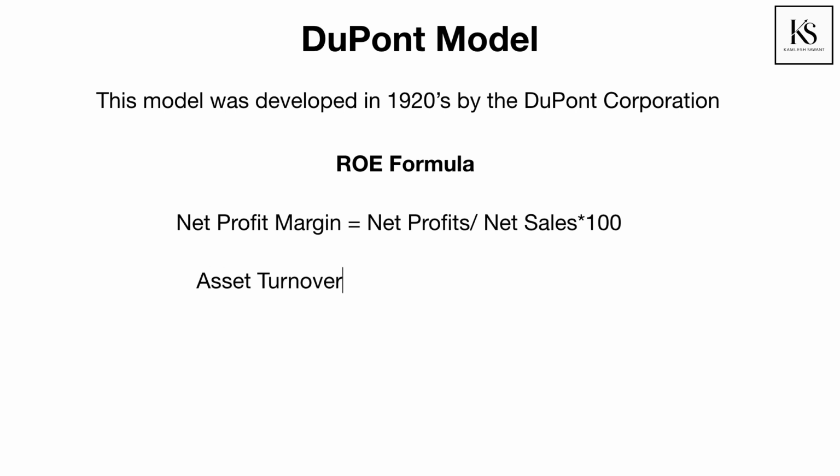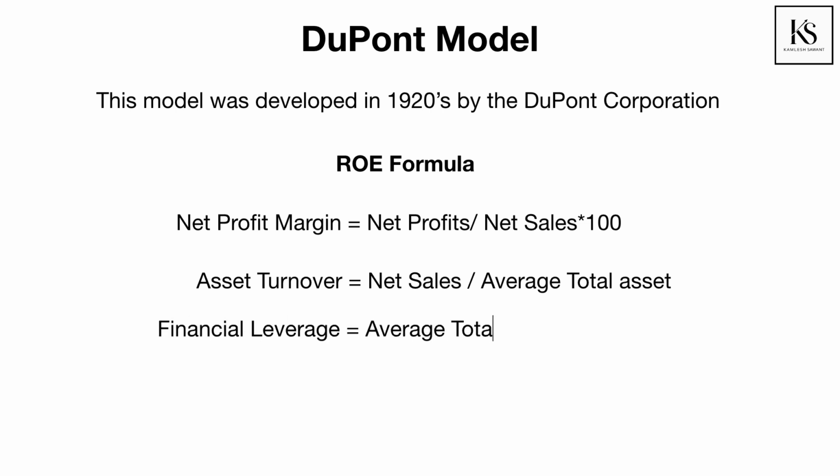Asset turnover is net sales divided by average total assets. The asset turnover ratio is an efficiency ratio that indicates how efficiently the company is using its assets to generate revenues. The higher the ratio, the more efficiently the company is using its assets. The lower the ratio, the more it would indicate management or production problems. The resulting figure is expressed as number of times per year.